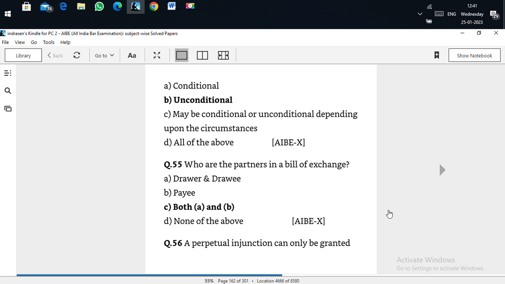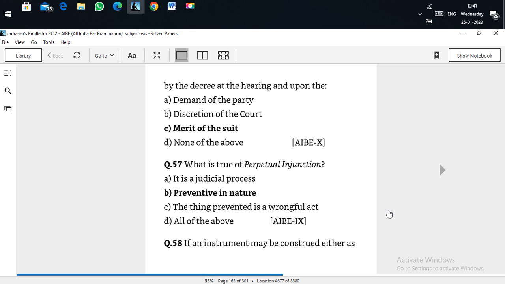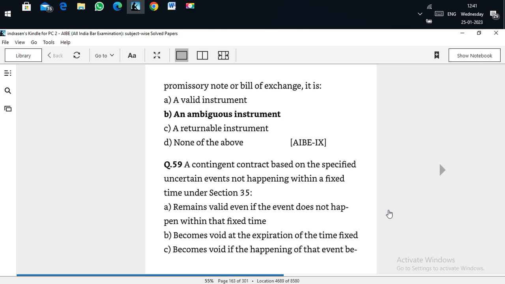A perpetual injunction can only be granted based on the merits of the suit, including the balance of convenience. What is true of a perpetual injunction? It is preventive in nature. A perpetual injunction prevents the action from being initiated so that the person who is suffering will not suffer further. If an instrument may be construed either as a promissory note or a bill of exchange, it is an ambiguous instrument.